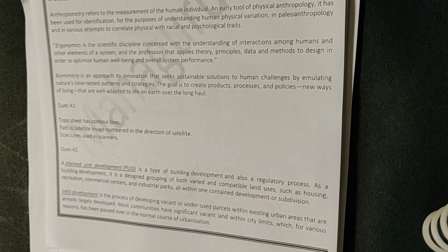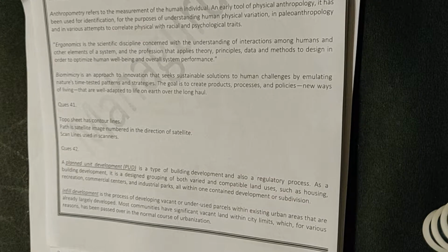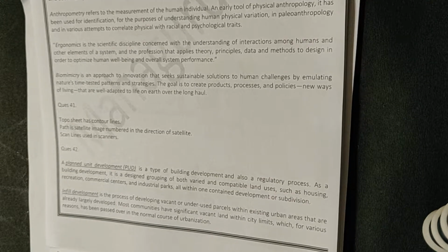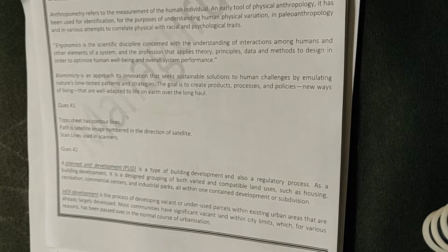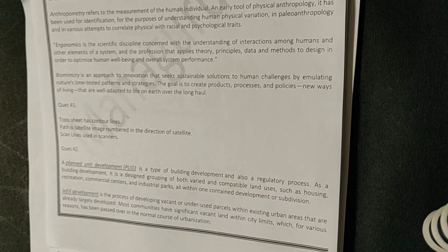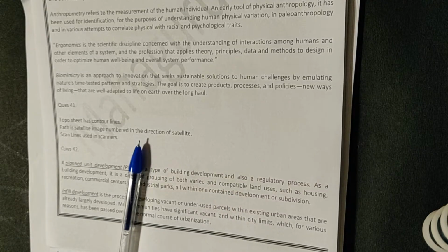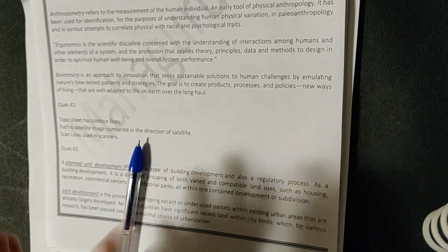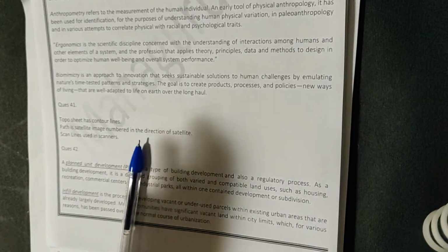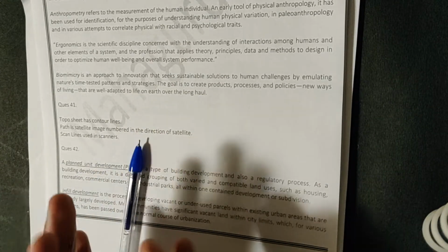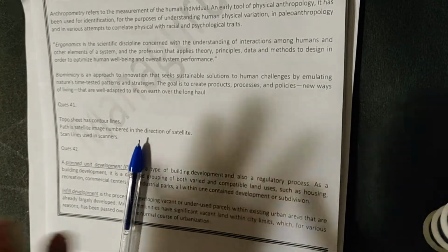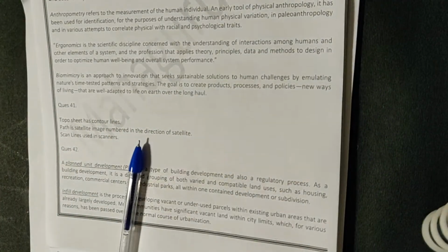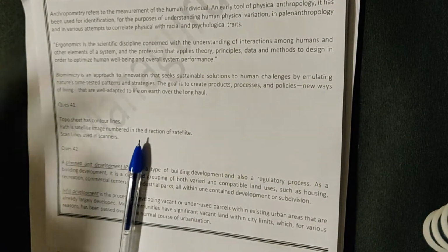The first is a planned unit development. It is a type of building development, also a regulatory process. As a building development, it is a designed grouping of both varied and compatible land uses. So what is done is, you combine one or two land uses if they're complementary to each other. Like a residential unit can have a planned recreational unit because it goes hand in hand. Some residential units can have bits and parts of some commercial units. So this is how it is done.